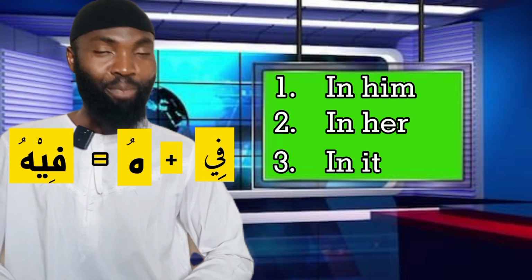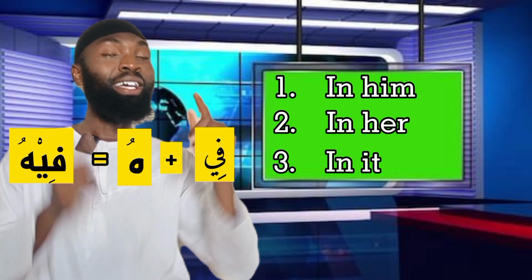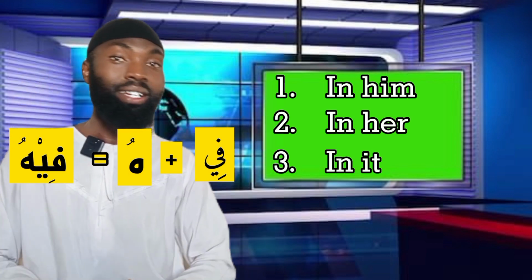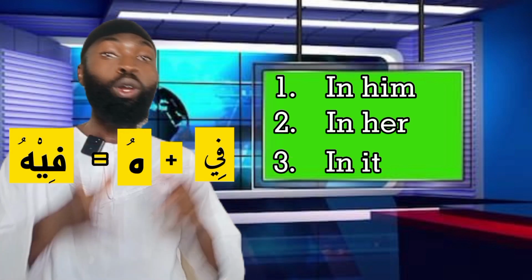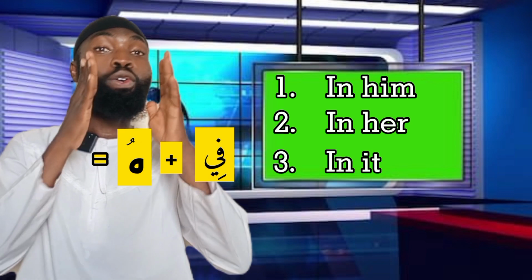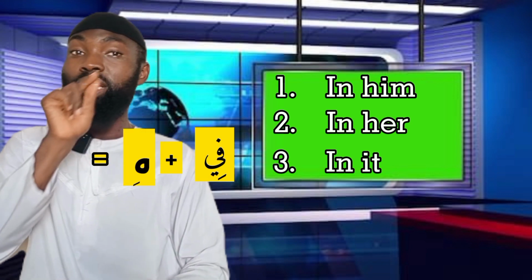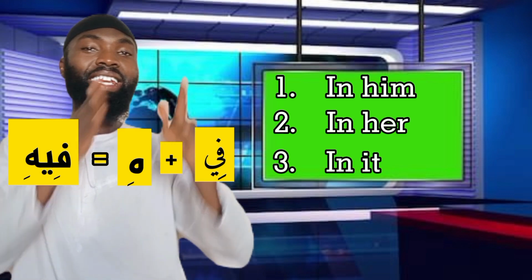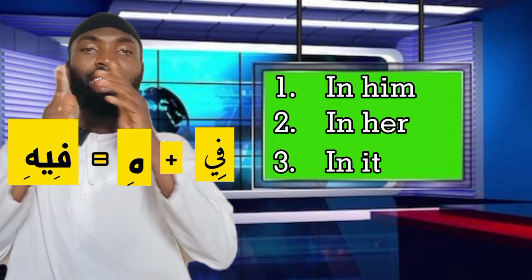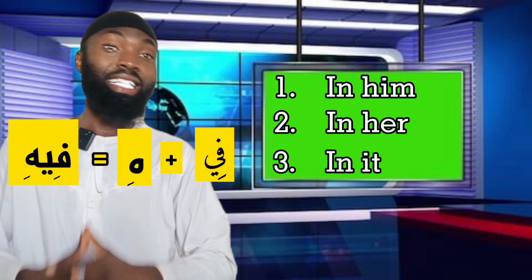But this is still wrong because I told you earlier, if you recall, that fi is called a harful jarr, which means a preposition which changes the noun or the word coming after it into carrying kesra. So hu is wrong here. What we need to have is hi. So we have fihi, "in him." We can see two words are joined together here.